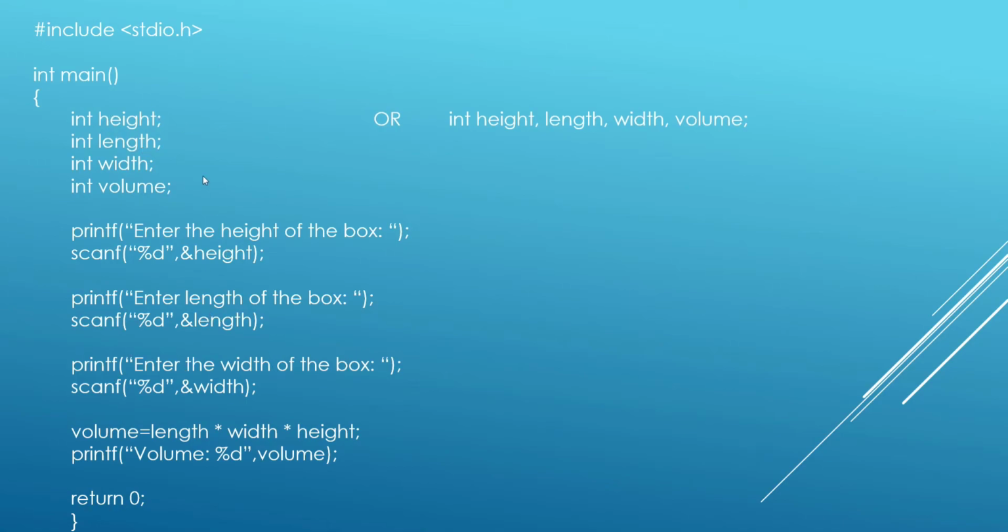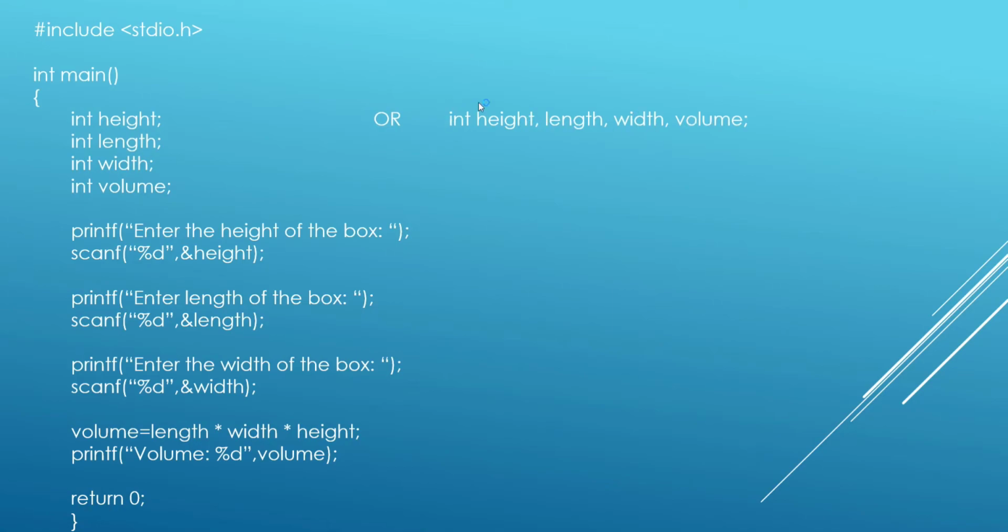What we're going to do first is declare the 4 variables that we want. We want the height, length, width, and volume. There are 2 ways to declare them. We can just do the int for all 4 of them and do them all separately, or we can do int and do each variable separated by a comma.